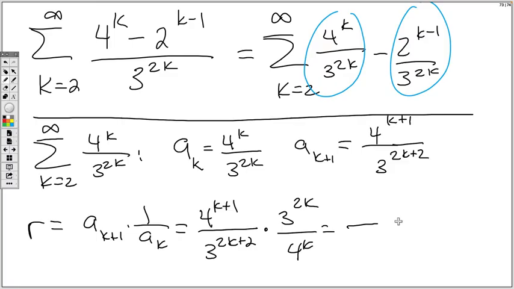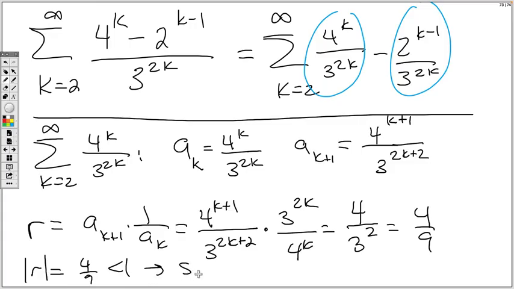How many factors of 4 am I going to have, and where are they going to be? One factor of 4 in the numerator. How many factors of 3, and where are they going to be? 2 in the denominator. That's a 4/9. The absolute value of r is 4/9. Is that less than 1? That means that this series converges. Do you follow or not, folks?